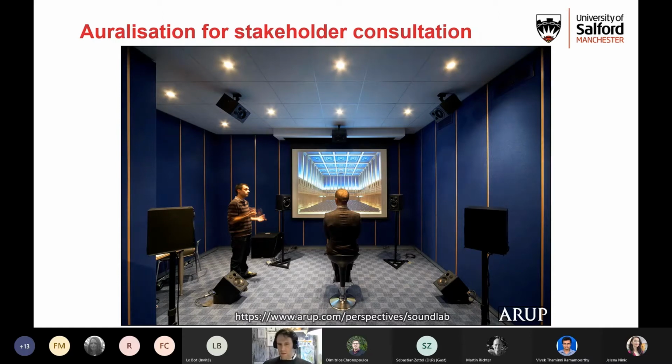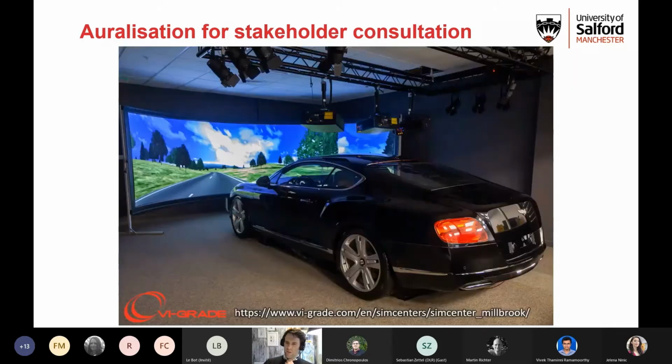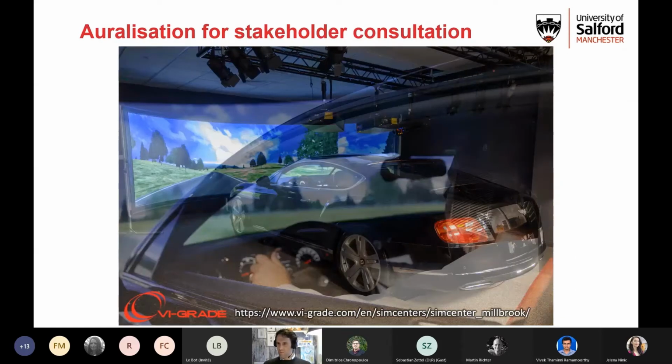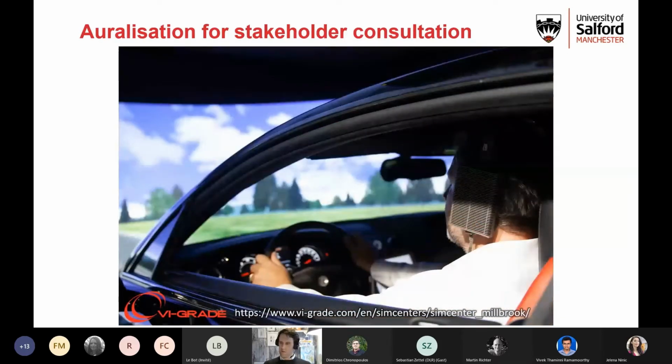Now, I'm not aware of any aeroacoustic versions of this specifically. Obviously, acoustics is important in aeroplanes, but there is a big drive for it in cars. So this was another example, actually. This is a sim center in Altrincham, in the UK. And here they would play the sound of cars to people. And this would be an interactive demonstration.